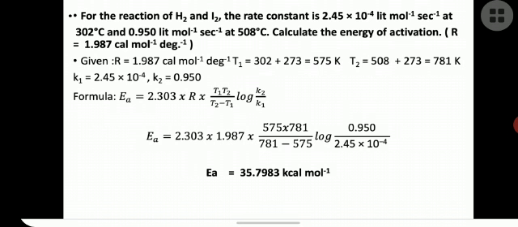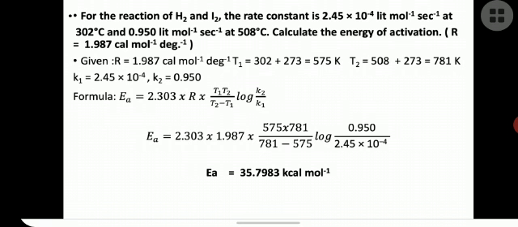T1 is equal to 302 plus 273. It becomes 575 Kelvin. T2 is equal to 508 plus 273. It becomes 781 Kelvin. And the values of K1 and K2 are K1 is equal to 2.45 into 10 raised to minus 4 and K2 is equal to 0.950. Therefore, the formula to determine the energy of activation is equal to 2.303 into R into T1 T2 divided by T2 minus T1 into log of K2 upon K1.